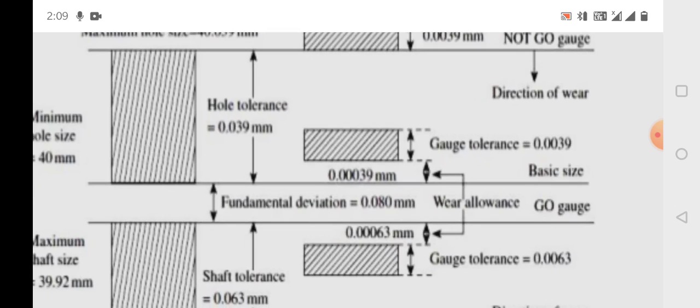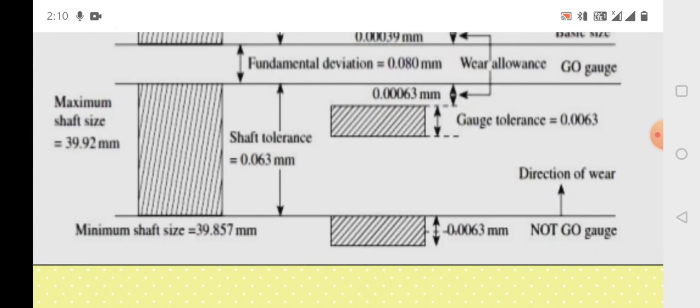Go gauge is within the hole tolerance, and this is gauge tolerance, it is within this, and there is wear allowance to be added. So go gauge. In the same manner for the shaft, the no go gauge is below the minimum size, and the go gauge is within the tolerance limit. So this is shaft tolerance 0.063 mm, and we can find out all this. We can put the values as per our calculation in the problem and show diagrammatically the gauge tolerance for go and no go for the holes and the shaft, and the gauge tolerance for the no go gauges for holes and the shafts.